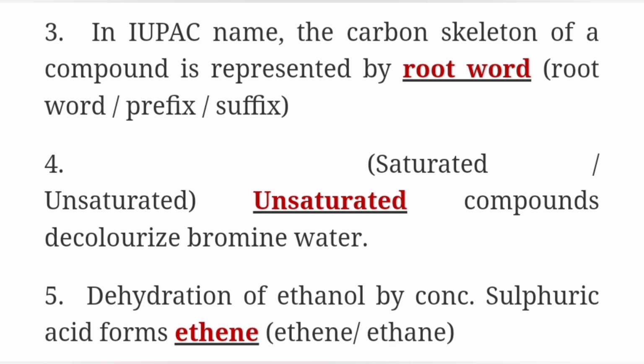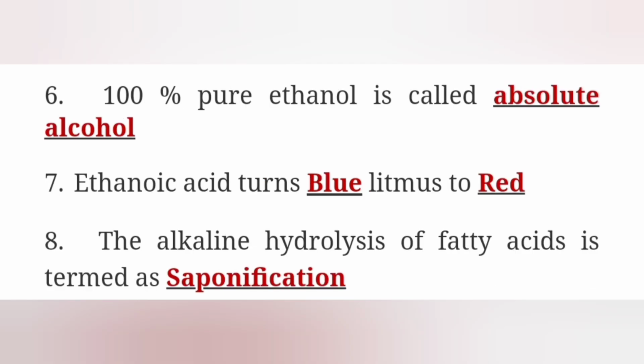Third one, in IUPAC name, the carbon skeleton of a compound is represented by dash. Root word, prefix, suffix. Answer root word. Fourth one, saturated or unsaturated, dash compound decolorizes bromine water. Answer unsaturated. Fifth one, dehydration of ethanol by sulfuric acid forms dash. Ethene or ethane? Ethene.